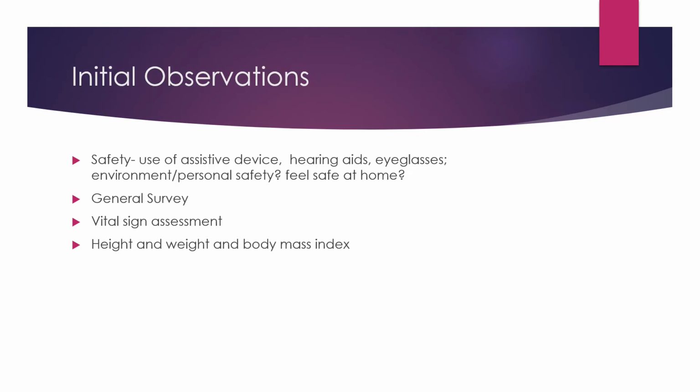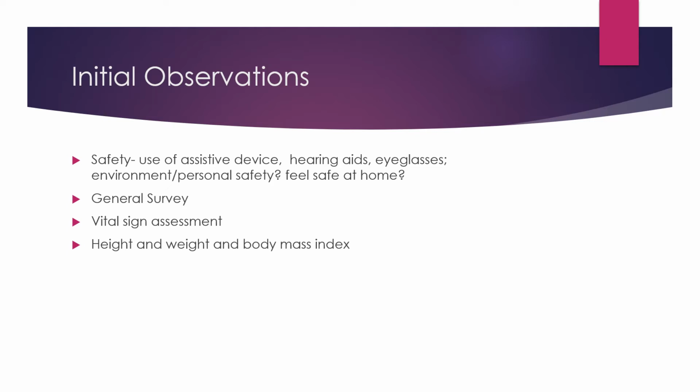In the beginning of your assessment, your initial observations, you need to be focusing on the patient's safety. Do they use any kind of assistive devices such as hearing aids or eyeglasses? If the patient is in a hospital bed, are the side rails up times two? Is the patient feeling any sense of concern over being harmed at home or in the hospital or anywhere? What is that general observation of the patient's safety status?